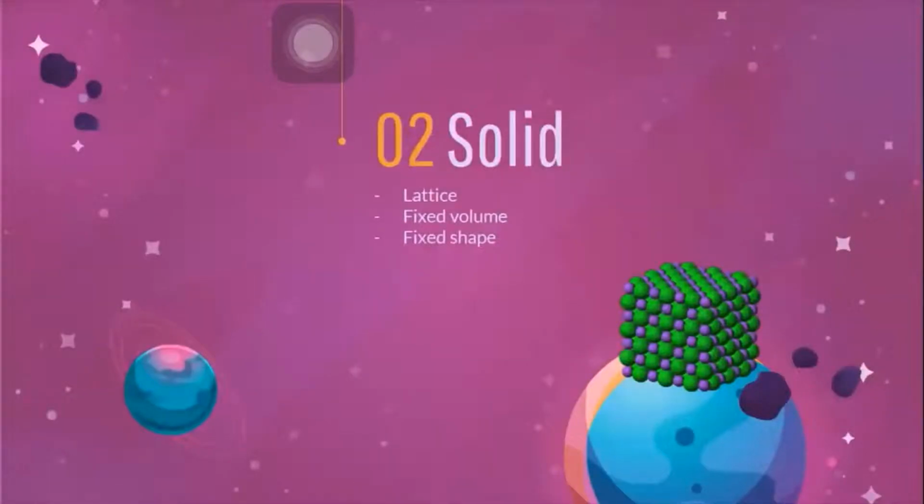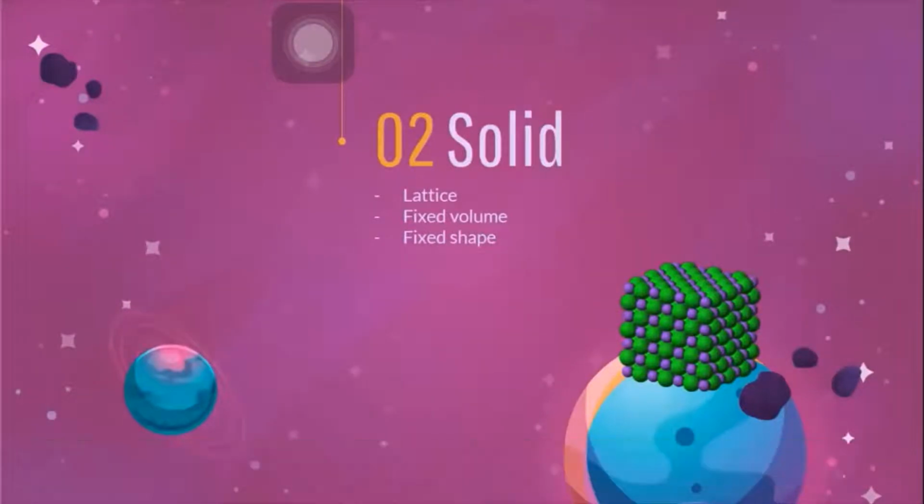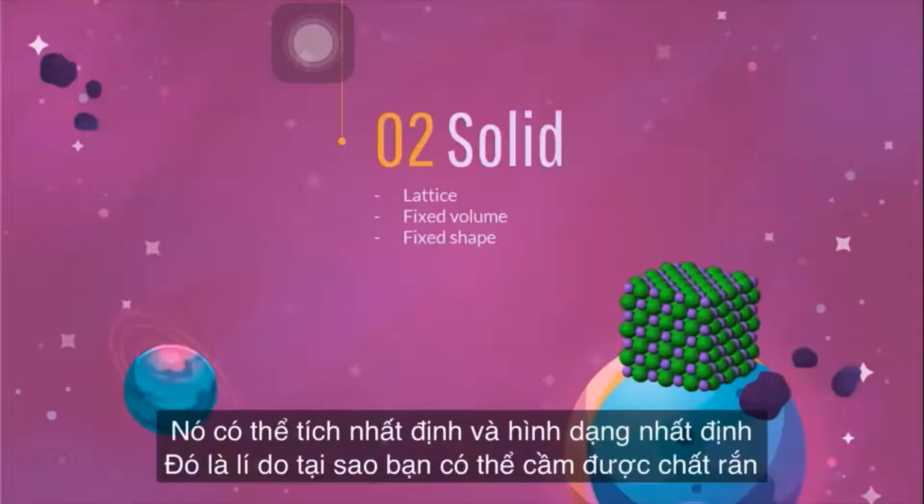First, solid. Solid has a lattice shape, which means that a lot of molecules are combined together. It has fixed volume and fixed shape. That's why you can hold it.